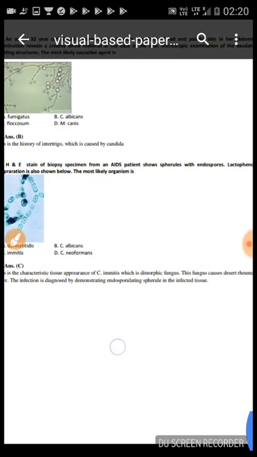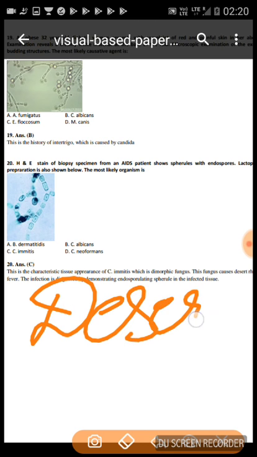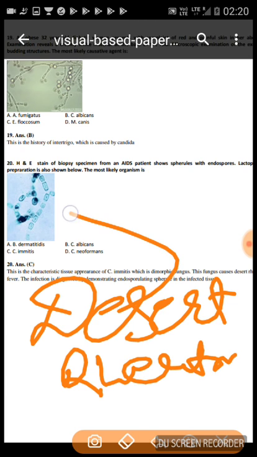So the answer here is actually C. immitis, Coccidioides immitis, not Candida. In AIDS patients, immunosuppressed patients, it causes desert rheumatism. So it is quite a new question, that desert rheumatism is caused by, and here they have asked by giving the picture also, caused by C. immitis, Coccidioides immitis.